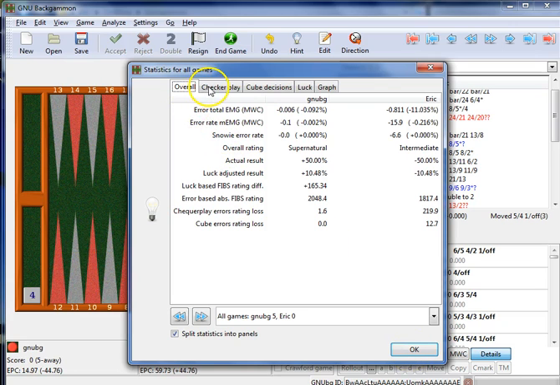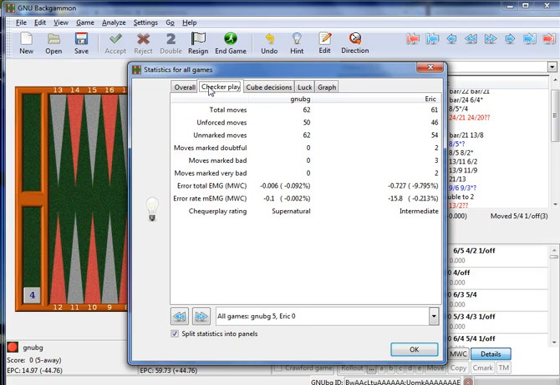And now it also breaks down your stats into checker play and cube decisions. So checker play, I had 61 total checker plays, but only 46 of them were unforced. The rest were forced. And of those, I had 2 that were doubtful, 2 bad, 3 bad, 2 very bad. So my checker play rating was intermediate overall, it says.